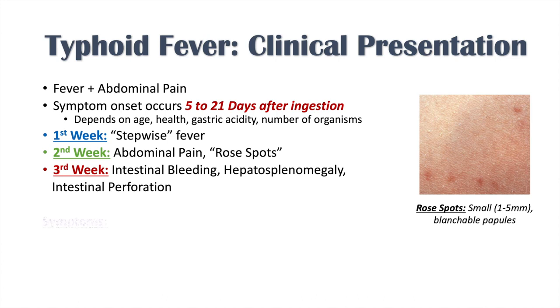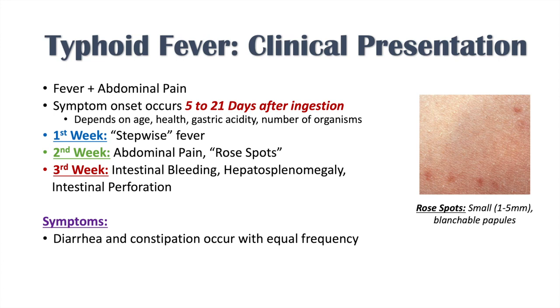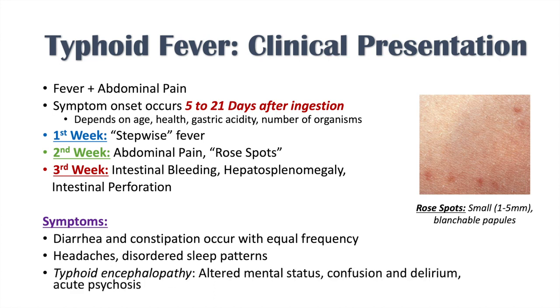Other symptoms of typhoid fever are due to the GI system being affected. So you can see diarrhea or constipation. These seem to occur with equal frequency. So about 50% of the time you'll have diarrhea with typhoid fever. The other 50% of the time you'll have constipation. You could also see headaches, disordered sleep patterns, and you can also get what we call typhoid encephalopathy. Typhoid encephalopathy causes an altered mental status, confusion, delirium, and even acute psychosis.